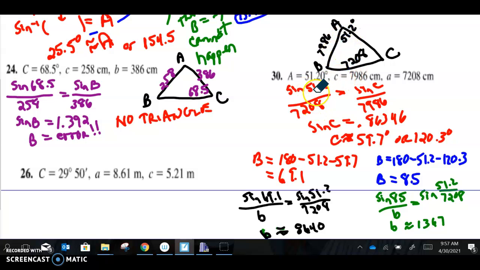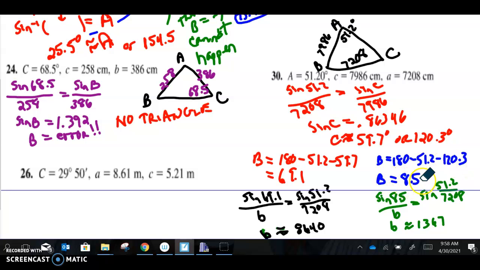So anyway, I take sine of 51.2 over 7208. I find what C is. I realize that there's another angle such that the sine of C will give me this positive answer. It's 180 minus this. And then I try to figure out the two triangles. I take 180 minus the 51.2 minus what I think C is, 59.7. And I realize that B could be 69.1 degrees. Well, what if C is 120? Then I take 180 minus 51.2, just like I did over here, but now I minus 120.3.